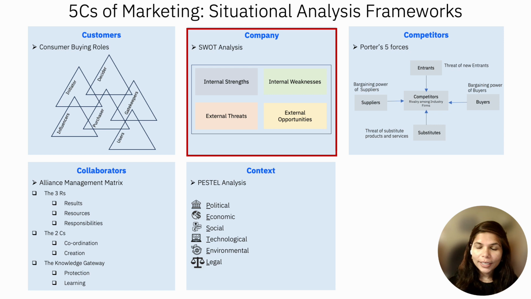So the five C's of marketing, as discussed in an earlier video, is a situational analysis framework, which is the first step of the marketing strategy.